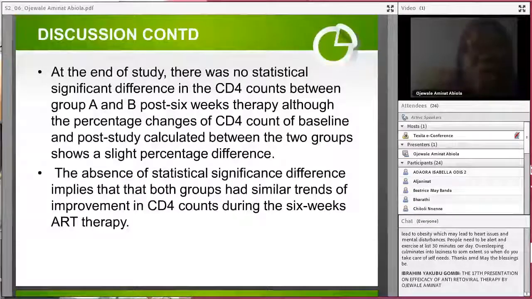At the end of the study, there was no statistically significant difference in the CD4 count between group A and B post 6 weeks therapy, although the percentage changes of CD4 count from baseline to post-study calculated between the two groups show a slight percentage difference. The absence of statistically significant difference implies that both groups had a similar trend of improvement in CD4 count during the 6 weeks ART therapy.